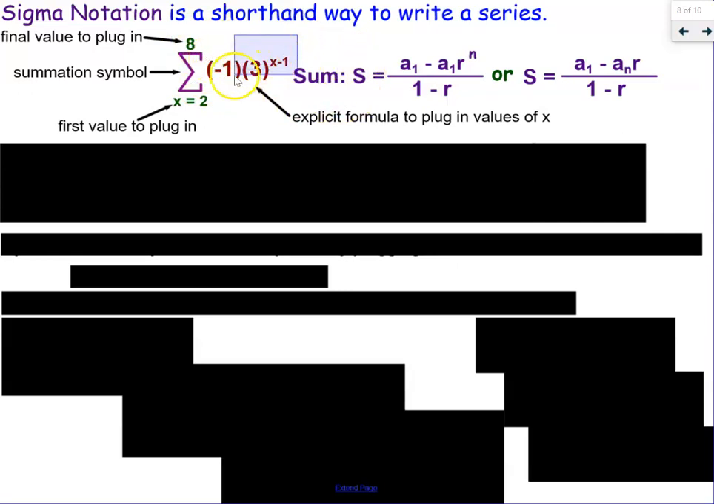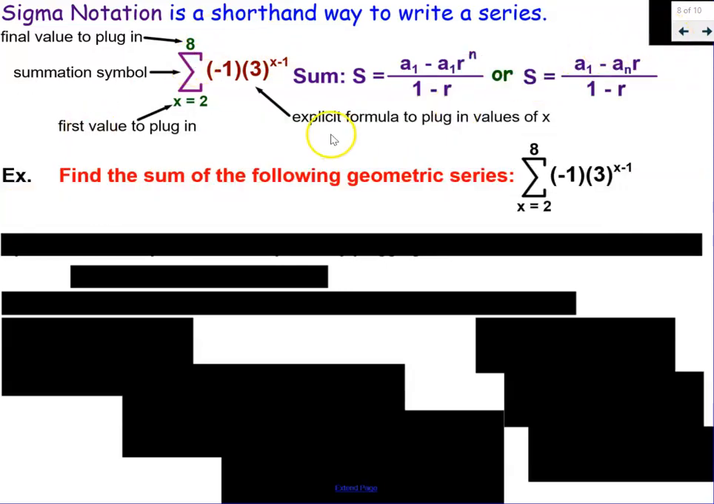And then this on the right side is the formula we're going to use. We're going to plug in 2 for x, 3 for x, 4 for x, 5 for x, 6 for x, 7 for x, 8 for x. If you do the long way, hopefully you do the shortcut. So here's an example. Find the sum of this geometric series. So the sum of this from 2 all the way to 8.